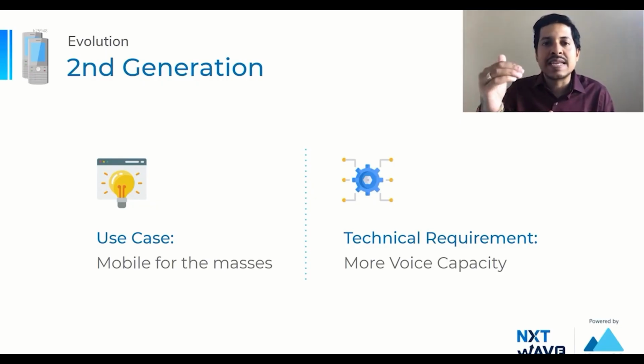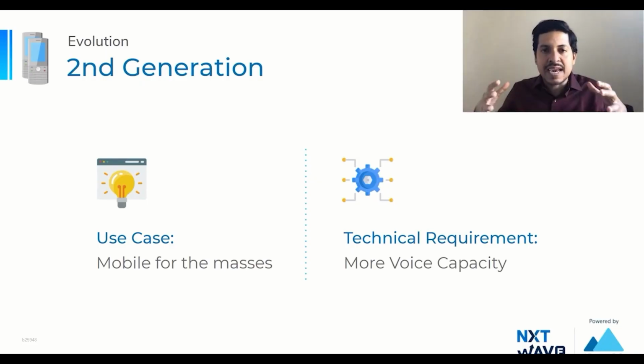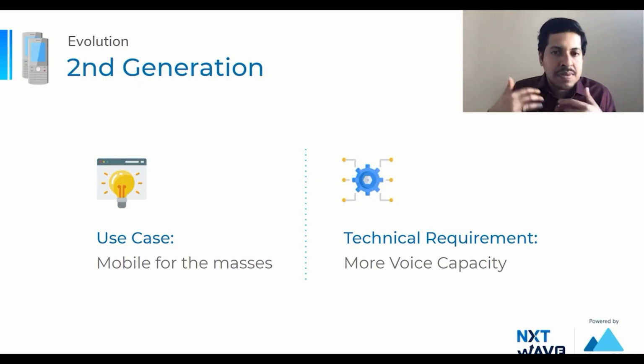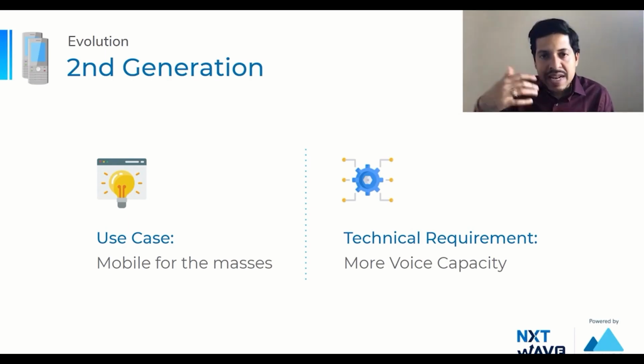We needed to increase the voice capacity, because if we want to take mobile to the masses, if in a given area not just one or two, but hundreds of people need to be able to make voice calls, we need more voice capacity. That was the key technical requirement in the second generation of mobile networking.